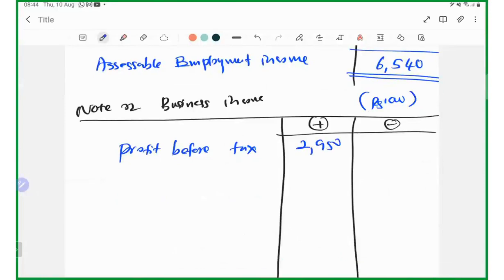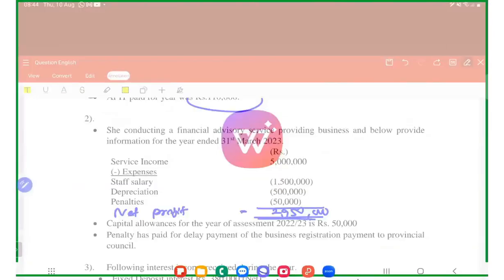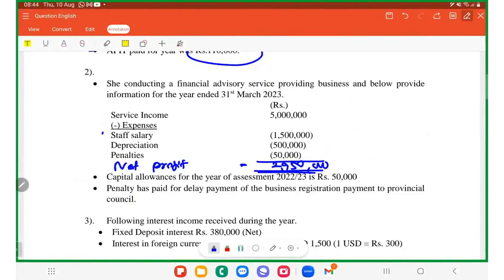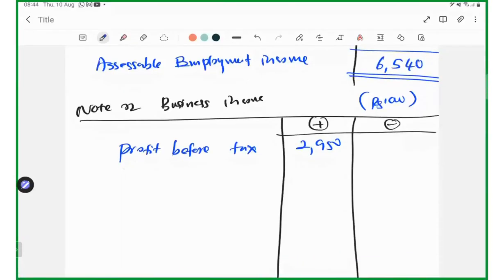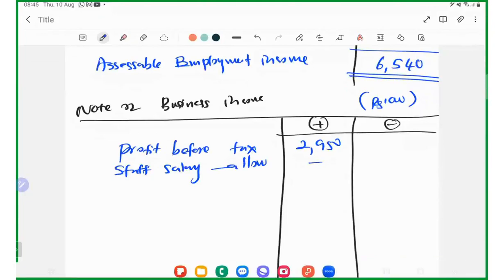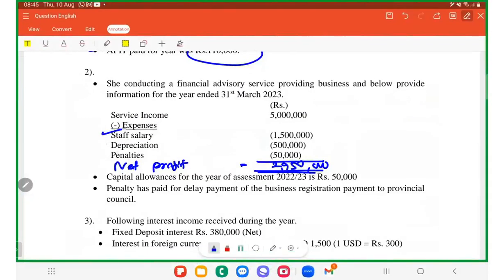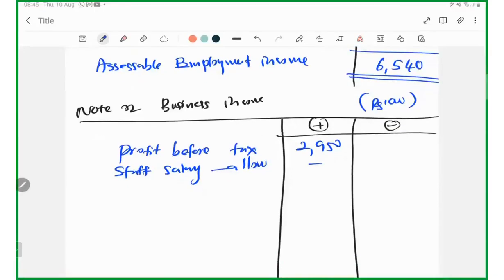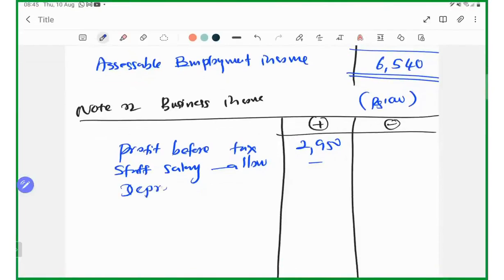2,950,000. In rupees in thousand, 2,950,000. When you calculate this 2,950,000, what you have deducted is staff salary. So staff salary is normally incurred in the production of the business income. Therefore, that is allowed as per section 11. Then the depreciation. Depreciation is never allowed as per section 16.